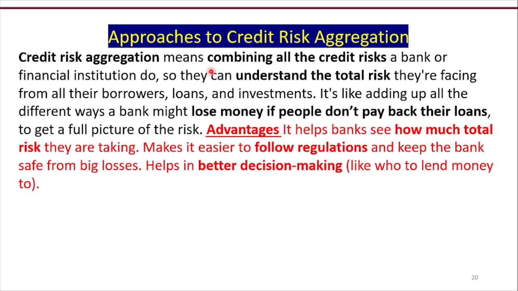Credit risk aggregation means combining all the credit risks a bank or financial institution has, so they can understand the total risk they're facing from all their borrowers, loans and investments. It's like adding up all the different ways a bank might lose money if people don't pay back their loans.